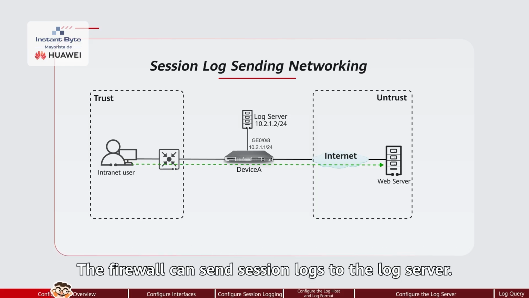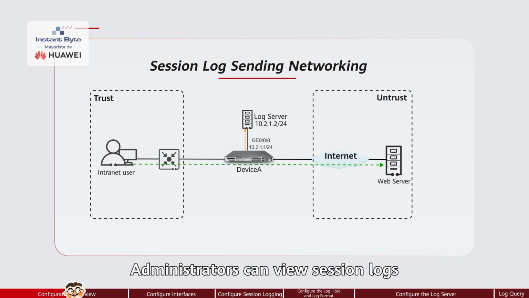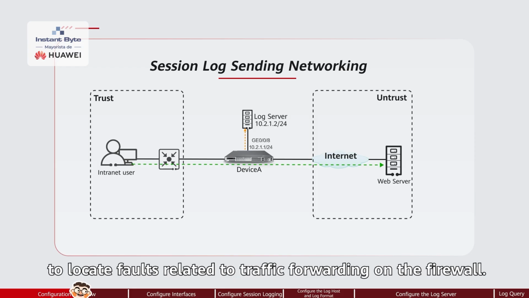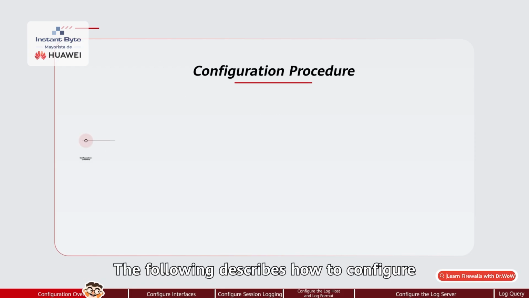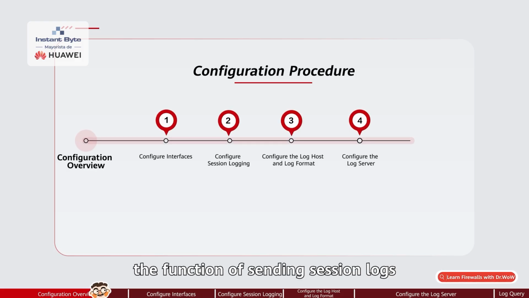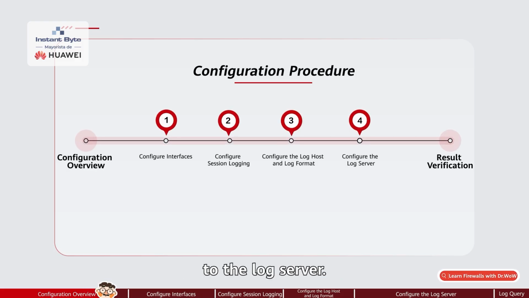The firewall can send session logs to the log server. Administrators can view session logs to locate faults related to traffic forwarding on the firewall. The following describes how to configure the function of sending session logs to the log server.